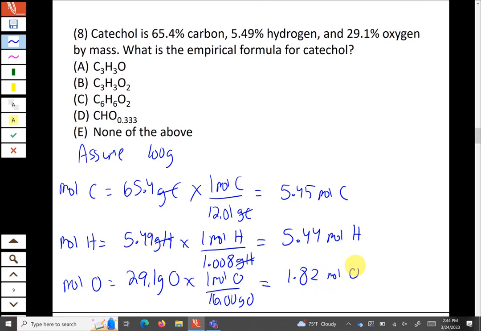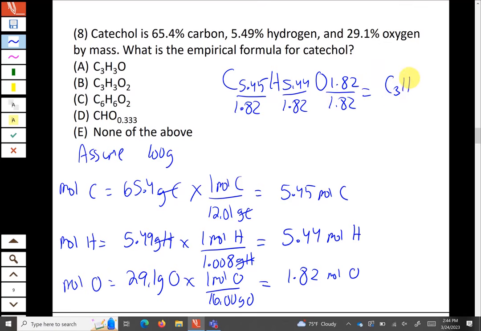All right, so numerically speaking, the empirical formula for this compound is C5.45 H5.44 O1.82. Of course, we want those to all be whole numbers, so we get those to whole numbers by dividing by the smallest, which is 1.82 for oxygen. So we divide all those by 1.82. And we get C3H3O. So for some of those, you might get like 3.001 or 2.999. But if it's that close to 3, you just round it. C3H3O, which is choice A here.